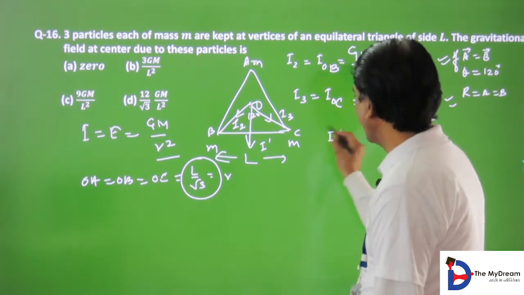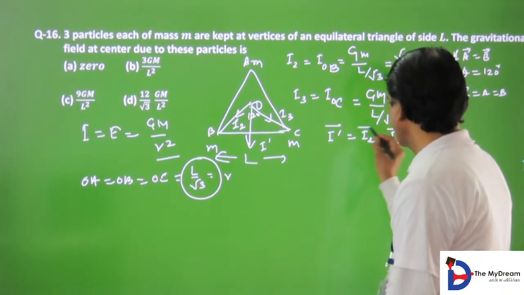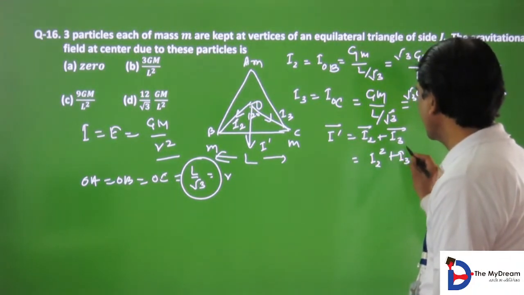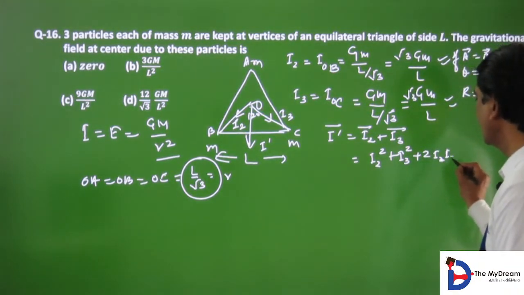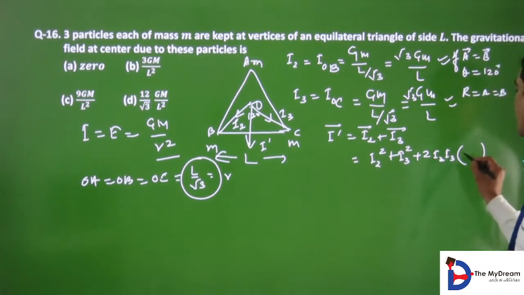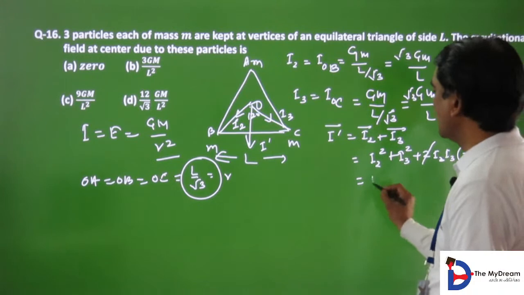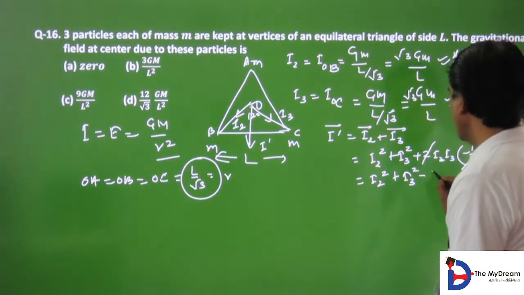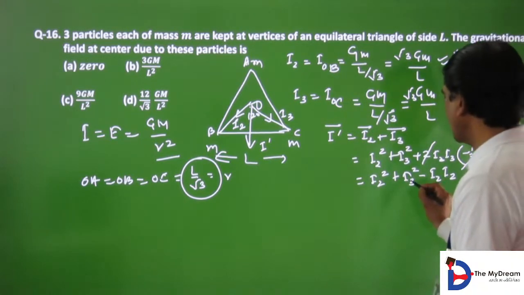So, I dash vector is I2 plus I3 vector. I2 square plus I3 square plus 2 I2 I3 cos 120. Here I2 is equal to I3. So in place of I3 you can write down I2. In place of 3 you can write down 2.